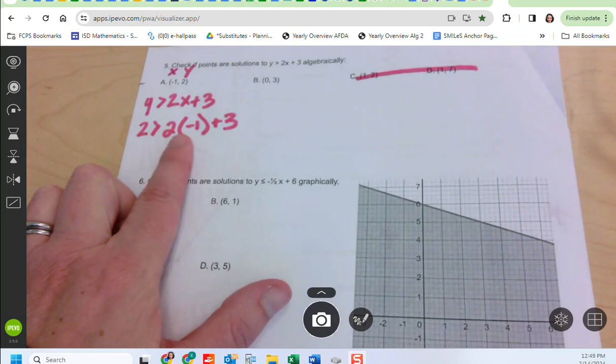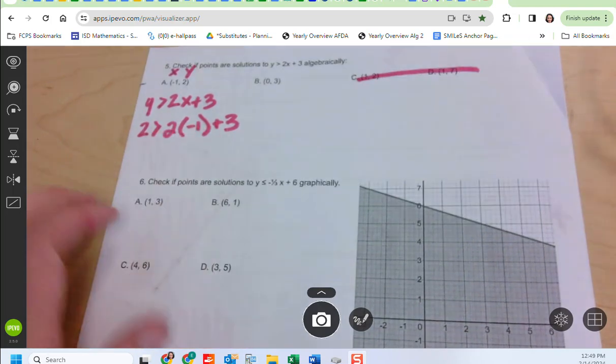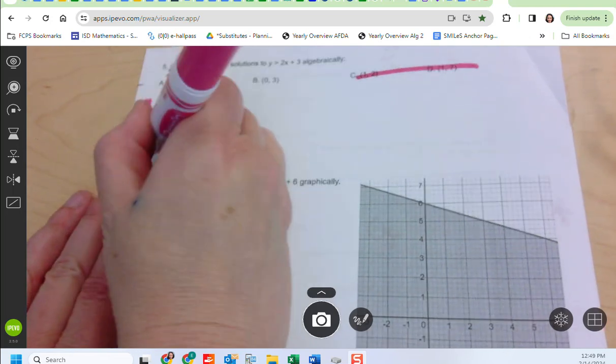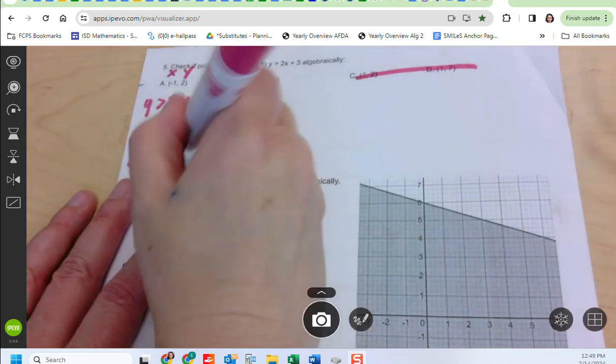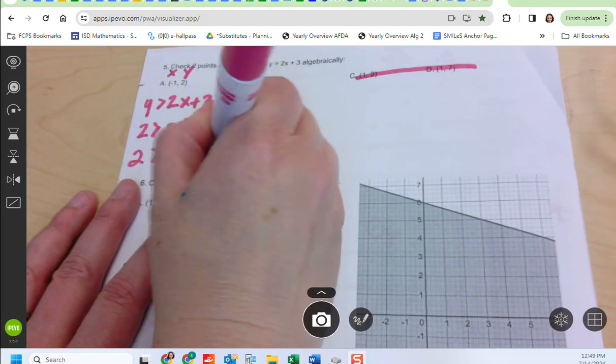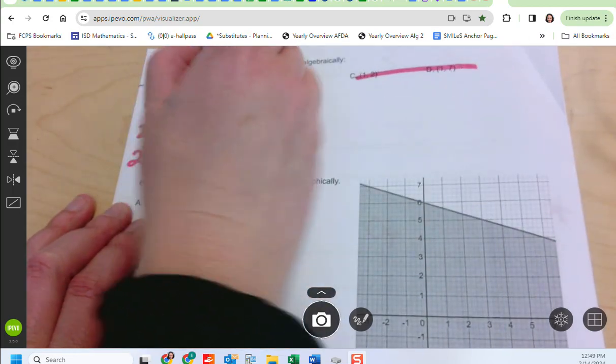Okay, 2 times -1 is -2. -2 plus 3 is 1. So I get 2 is greater than 1. What do you guys think? True or not true? 2 is greater than 1. That sounds true. Yeah. And that means that this point is a solution.